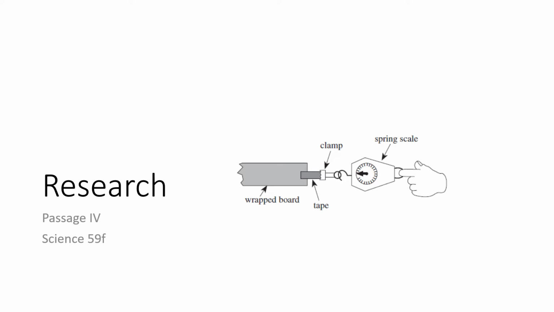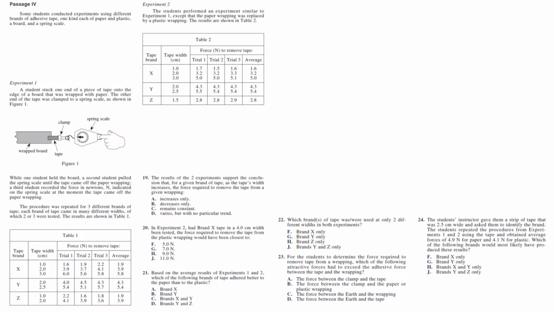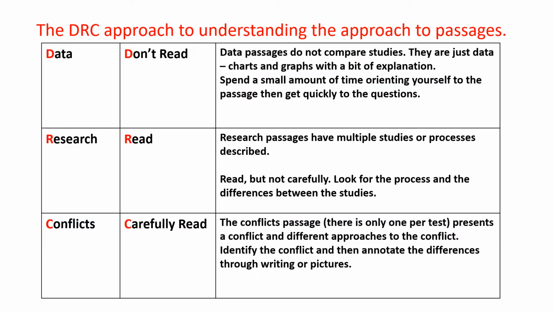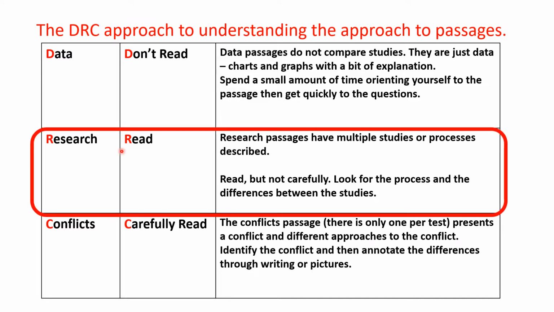This passage is a research passage. It's passage 4. It's research because we see experiment 1 and experiment 2, so you're comparing those two experiments. For research passages in our DRC approach, we're going to read, but not carefully. We're just going to read lightly, skim the details, and look for the process and the differences between the studies.